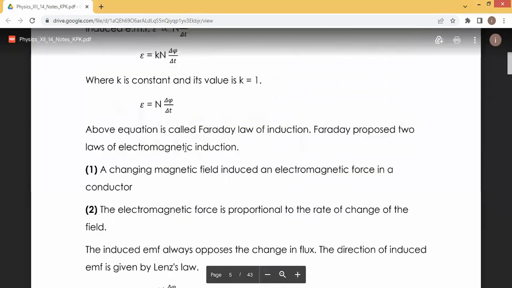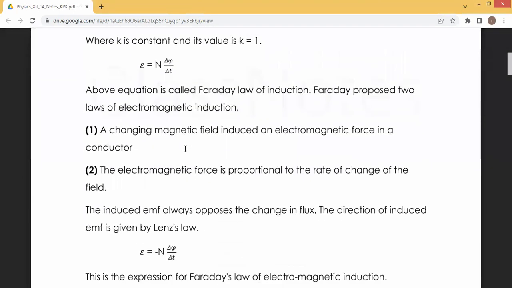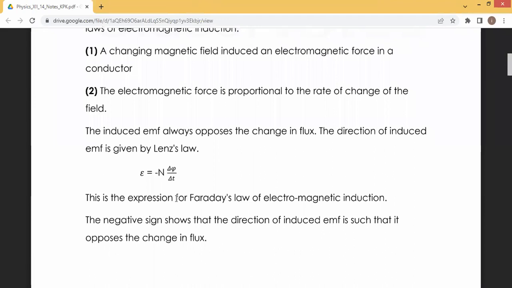Now a changing magnetic field induces an electromotive force in a conductor. The electromotive force is proportional to the rate of change of field. Now the second thing is Lenz's law.